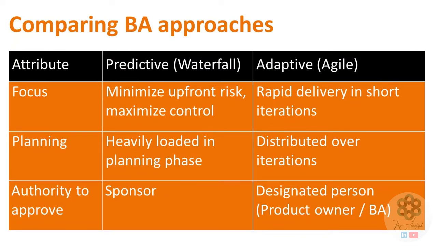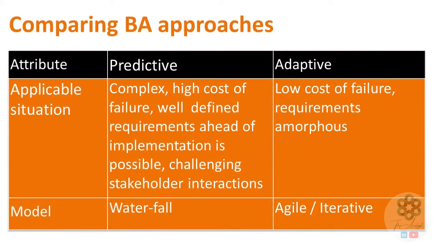Predictive approach is preferred when situations are complex, there is high cost of failure, well-defined requirements ahead of implementation is possible, and stakeholder interactions are challenging. Adaptive approach is preferred when cost of failure is low, and requirements are evolving. For predictive approach, typical model is waterfall. For adaptive approach, typical model is agile or iterative.